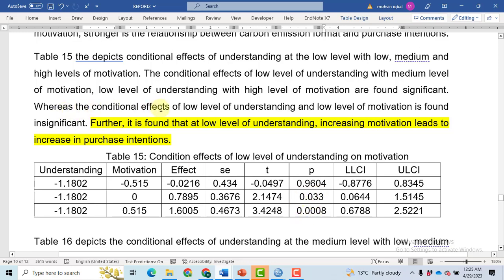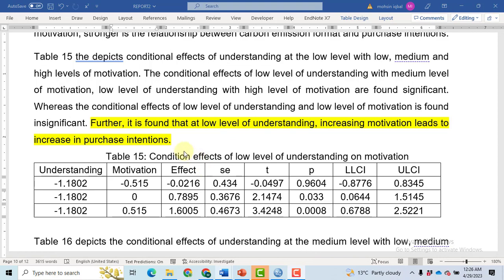However, the conditional effect of low level of understanding, this first one, with the low level of motivation, this first one, is found to be insignificant. Further, it is found that at low level of understanding, increasing motivation leads to an increase in the purchase intentions.